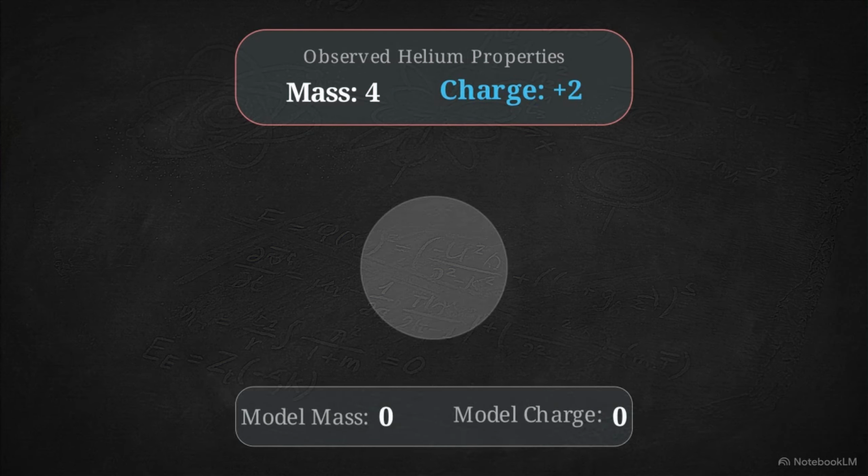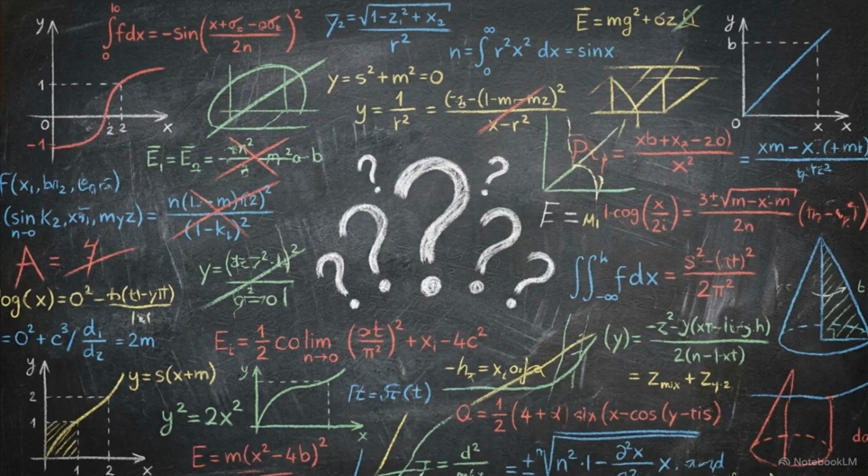To fix this, physicists proposed the nuclear electrons hypothesis, suggesting the nucleus contained extra protons, masked by negative electrons embedded directly inside. It was a convoluted theory, but researchers accepted it because they had no other way to make the atomic weights and charges align.